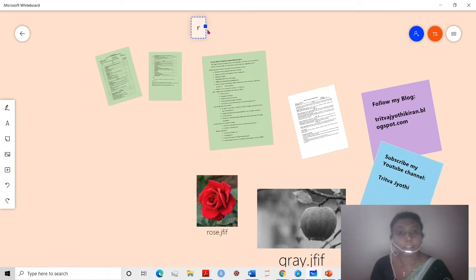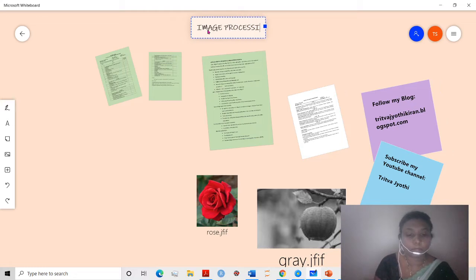Hi students, this is the board for your subject, image processing. In this subject, you will learn how to process the image.